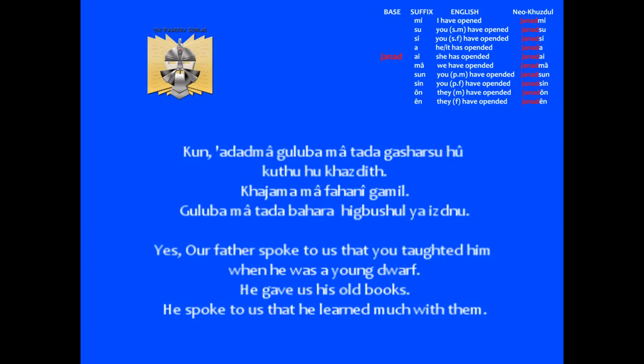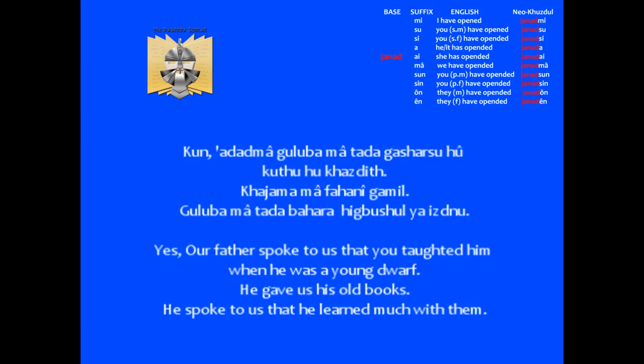Let's look at the perfect forms in this line. Can you spot them? Guluba, he spoke. Gasharsu, you taught. Gajama, he gave. Bahara, he learned. In Gasharsu, we see again the male form of the conjugation return, being su, as opposed to the female second person singular, which is si. The other perfect tense forms used in this line are all third person masculine. As you can see, they take the base form and we add a.